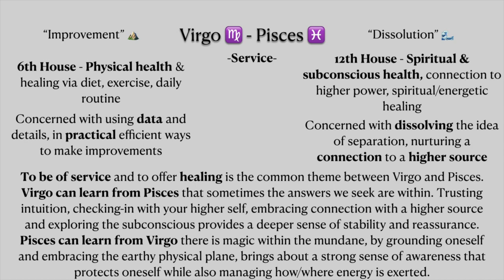Pisces can learn from Virgo that there is magic within the mundane. Grounding oneself and embracing the earthy, physical plane brings about a strong sense of awareness that protects oneself while also managing how and where energy is exerted.